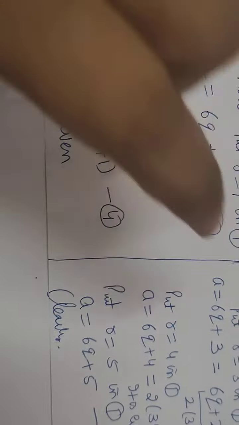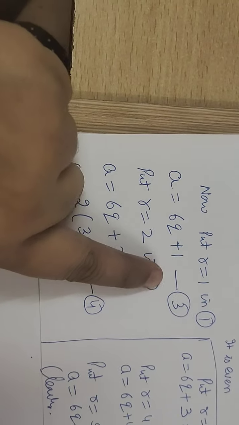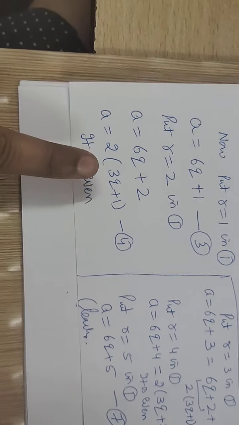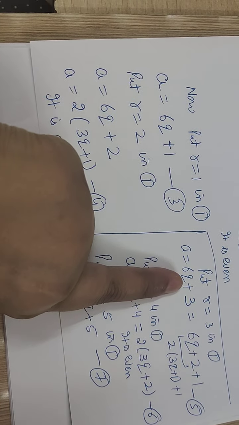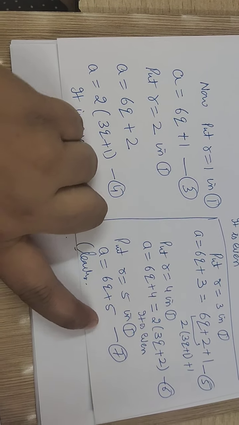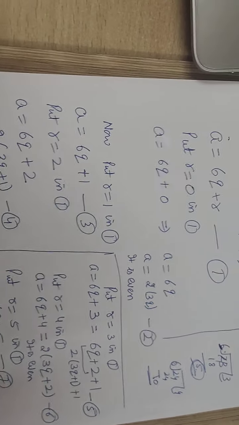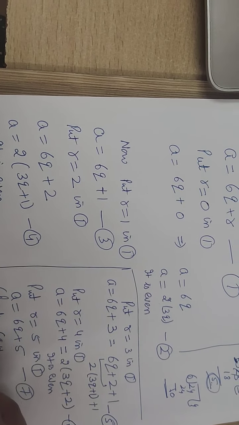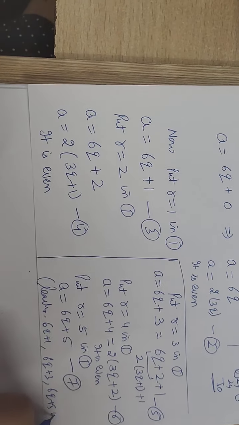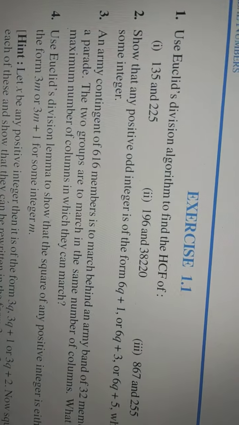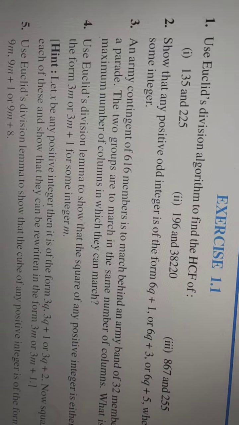So bacha, clearly what is clear from here? Check. Number 3: 6q plus 1. Number 5: 6q plus 3. Number 7: 6q plus 5. These all are odd. Clearly 6q plus 1, 6q plus 3 and 6q plus 5 are odd. So what is our statement? Now we can say that any positive odd integer is in the form of this. So what we will write?